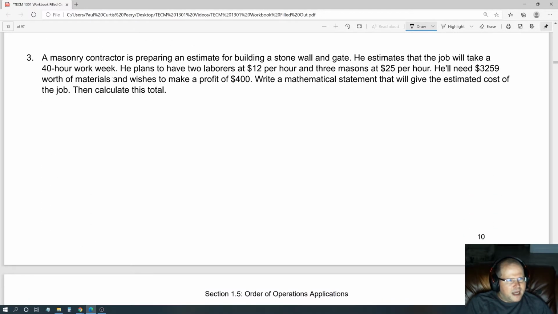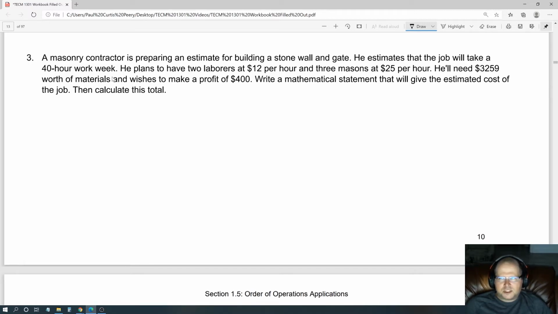So we move on to a masonry contractor is preparing an estimate for building a stone wall and a gate. He estimates that the job will take a 40-hour work week. He plans to have 2 laborers at $12 per hour and 3 masons at $25 per hour. He needs $3,259 worth of materials and wishes to make a profit of $400. Write a mathematical statement that will give the estimated cost of the job, then calculate this total.